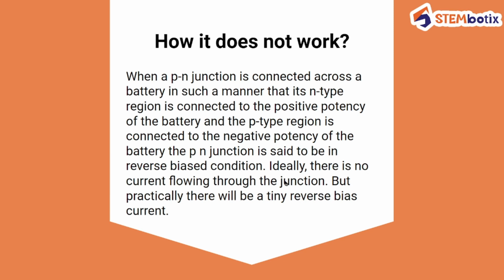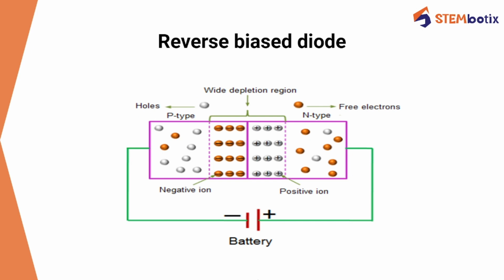But what if the diode is not connected that way and is connected in the reverse way? Let's see how a diode cannot work. When a PN junction is connected across a battery in such a manner that its N-type region is connected to the positive terminal of the battery and the P-type region is connected to the negative terminal of the battery, something like this. See here, this is the positive terminal of the battery, this is the negative terminal, and the positive terminal is connected to the N-type of the diode, and the negative terminal is connected to the P type of the diode.